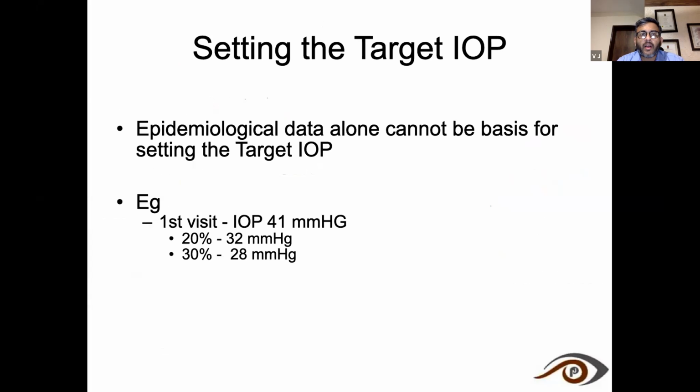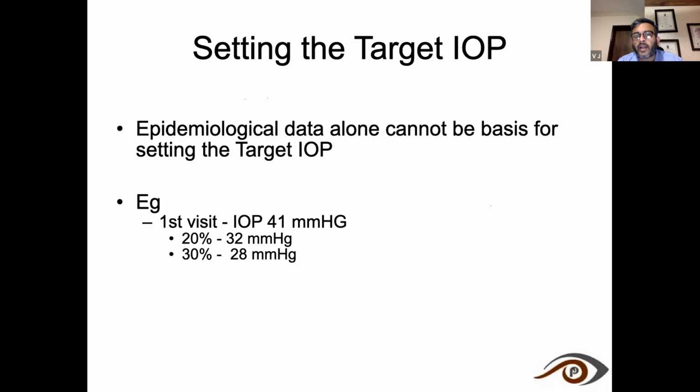Now, these epidemiological trials cannot be the only basis to set a target intraocular pressure. A small example I've given on your screen. For example, if an asymptomatic walk-in patient comes with an intraocular pressure of more than 40 millimeters of mercury, 20% as advocated in the OHT would mean that his pressure would come down to 32 millimeters of mercury. Whereas in the NTG guideline, that is 30% reduction, it would be 28 millimeters of mercury.